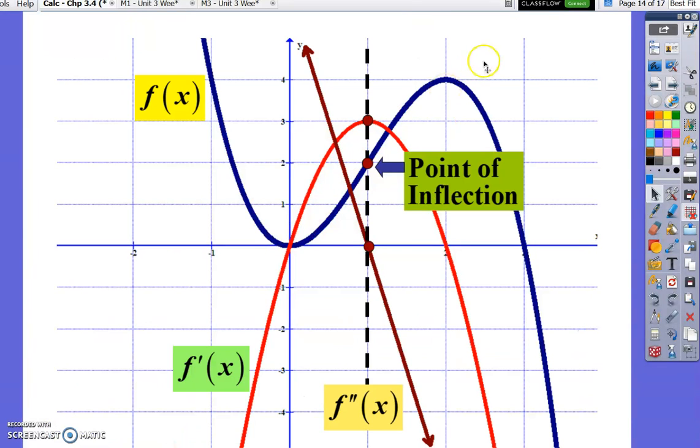So here are all three of my derivatives on the same picture. We've got our original function in blue, our first derivative in red, and our second derivative in darker red or maroon. Our point of inflection, which is related by this dotted line, is right there. Using the first derivative test, we can see that where it changes from increasing to decreasing, we have a max. And that's the same place where the point of inflection changes the concavity.